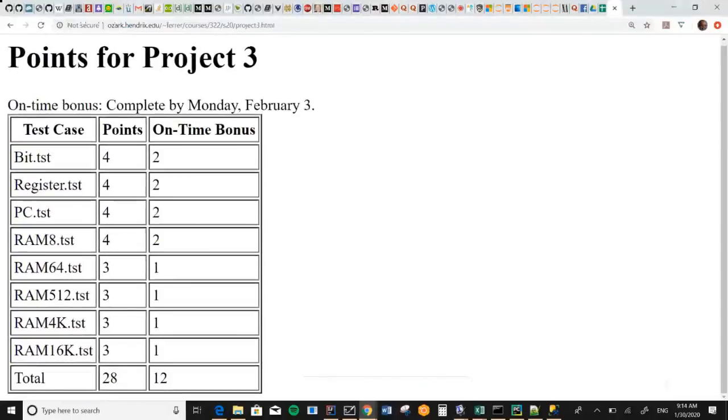So here's project 3. You've got until Monday to complete this. Once you get the general idea of it, it's not going to be difficult. So you're going to do bit and register. I'll talk about PC in a moment. Then you're going to do the RAM 8, 64, 512, 4K, and 16K.